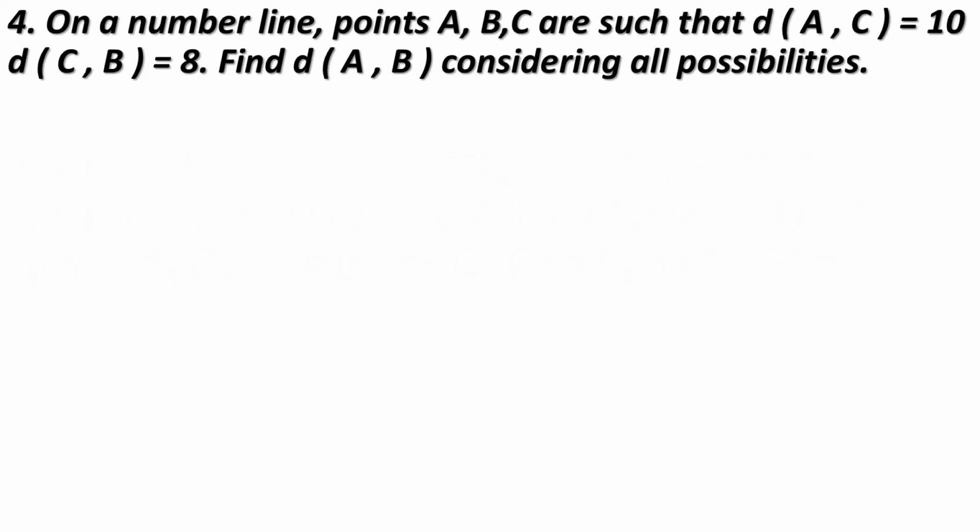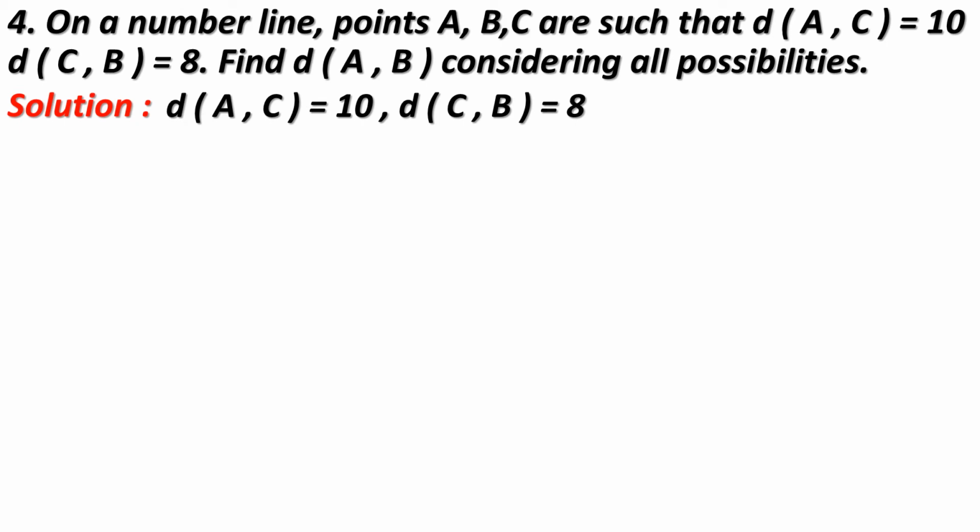Here we have question number 4. On a number line, points A, B and C are such that distance AC equals 10, distance CB equals 8. Find distance AB considering all possibilities. So what is given here? Distance AC equals 10 and distance CB equals 8. Here it is given that points A, B and C lie on the same line, but the positions of points A, B and C are not mentioned. It means we don't know which point will lie between the other two.